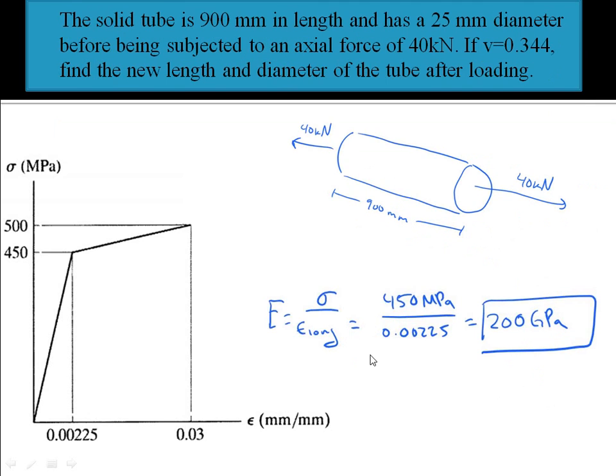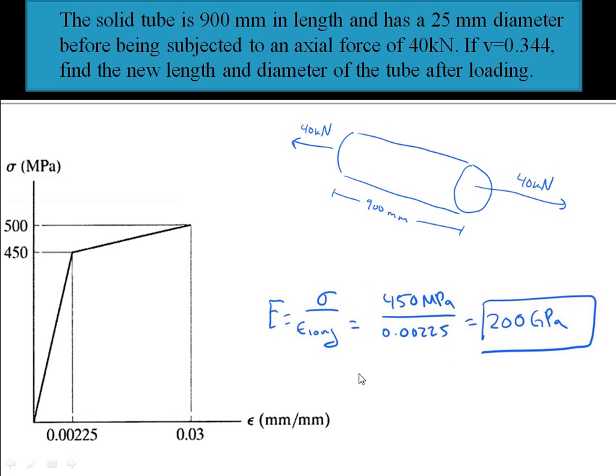The first thing I started with is using the graph to determine the elastic modulus E by using this 450 divided by 0.00225, and that gives me E equals 200 gigapascals. So that's the first step.